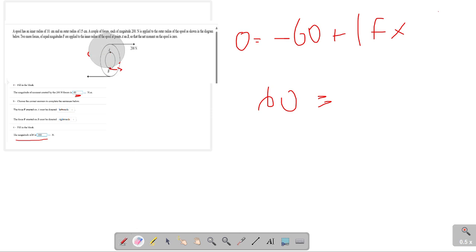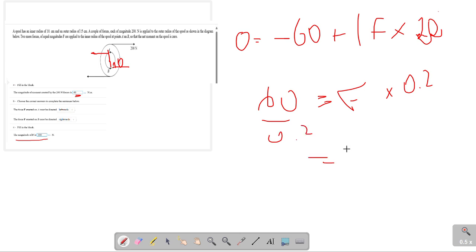Alright, I'll repeat. So we know that the radius here is 10. We want the entire segment in between. So it's going to be F times 20 centimeters. We're going to divide by 100. So it's going to be 60 is equal to F times 0.2. Divide by 0.2. You'll get 300.